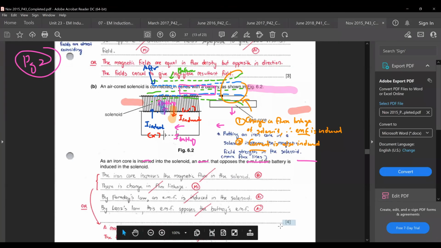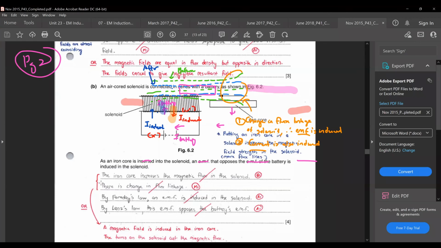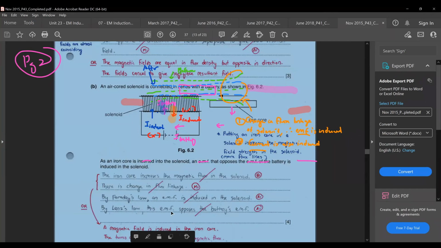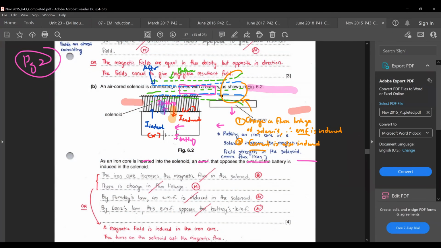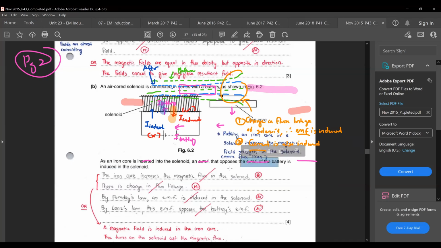But when you want to write the answer, it is actually pretty straightforward. You will just say that when you insert the iron core, it increases the magnetic flux in the solenoid. This causes a change in flux linkage. By Faraday's law, an EMF is induced in the solenoid. By Lenz's law, this EMF opposes the battery's EMF. Okay, here just now I explained using induced current, but I can actually also say that you would have induced EMF and the EMF actually opposes the battery's EMF. Okay. Because here the question wants you to explain why there is an EMF opposing the battery EMF. I'm just replacing the current with EMF. Same thing.